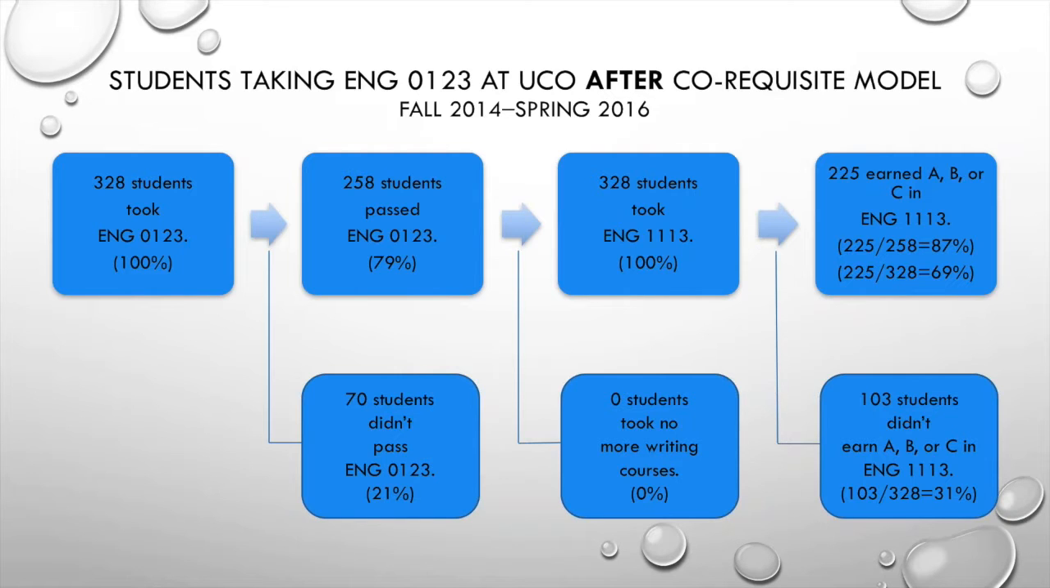But because students take English 0123 and English 1113 simultaneously, all 328 students also had a shot at completing English 1113, and as you can see, 225 students during this period met the goal of earning an A, B, or C, or roughly 69%, which is 22% higher than the old model, and only about 5% less than students who were directly placed into English 1113.